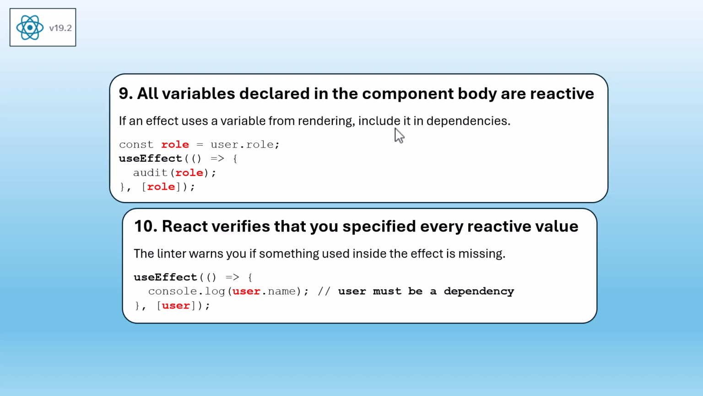10. React verifies that you specified every reactive value as a dependency. React's linter tools will check your effects and warn you when you've omitted dependencies that appear necessary based on the variables you've read. These warnings represent legitimate issues. Your effect may not resynchronize when required, or it may resynchronize too much. You should not simply ignore or suppress the linter. Instead, you should understand the root cause and adjust your code so everything is consistent.